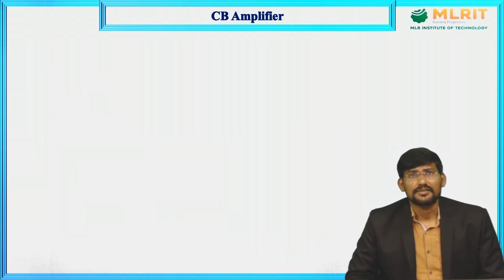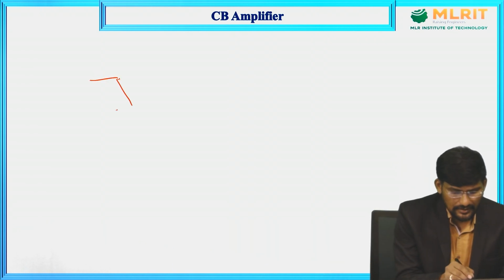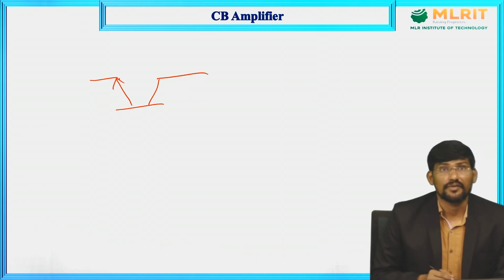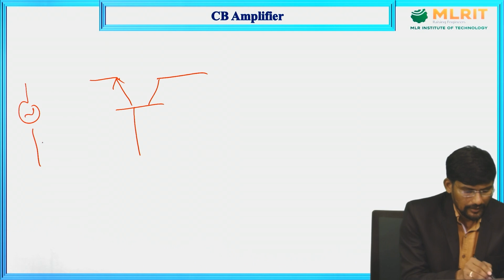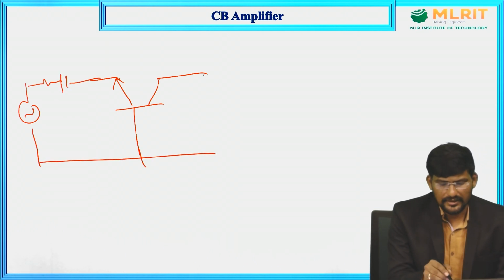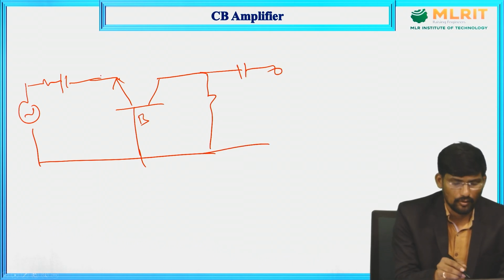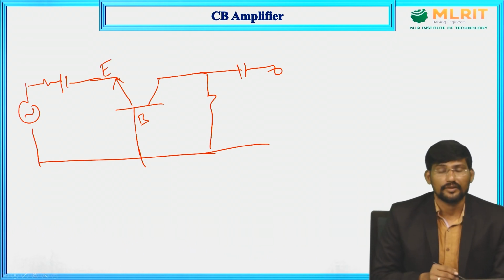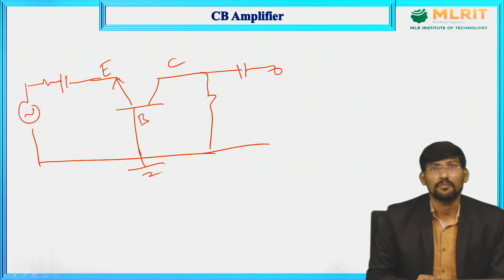So let us consider a CB amplifier analysis with NPN transistor. Consider NPN transistor is connected in common base configuration. Input is applied to the emitter terminal in common base configuration. Input is applied to emitter and output is taken across the collector terminal, and base will be acting as a common terminal for both input and output. Here we are applying input to the emitter terminal and output is taken across the collector terminal, and base is common for both input and output.